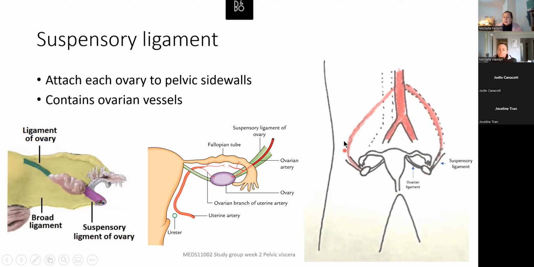Your right ovarian vein is going to take blood to your IVC. The veins take blood to the heart. Yep, that way. Where does your left ovarian vein take your blood to? Can anyone remember where your left testicular vein took your blood to? To the gonad vein, or I can't remember what it's quite called. Yeah. So it's the gonadal vein. So it'll be the ovarian vein in the female and the testicular vein in the male.